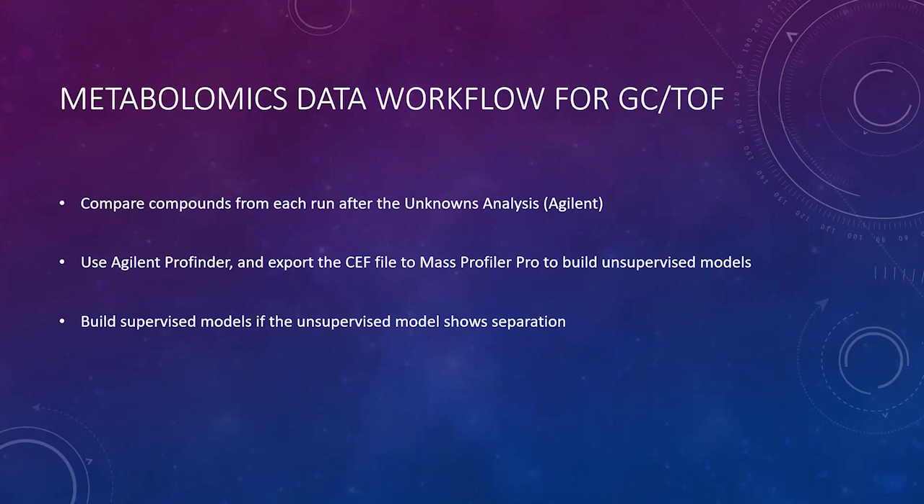Now, the metabolomics data workflow for GC-TOF is a little bit different, because the TOF is completely untargeted, whereas we have a bit more targeted with the MS and the NIST library. So again, we run it through the unknowns analysis, and what this does is deconvolute the data. Then we move from there to Agilent ProFinder, which is software for the Agilent GC and other Agilent platforms. And what we do is we produce a CEF file. And from this CEF file, we move this to Mass Profiler Pro, and we build an unsupervised model.